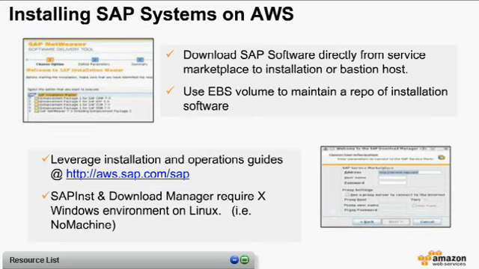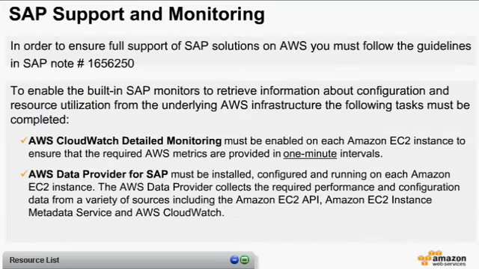Let's talk about specifics around SAP Support and Monitoring. So we offer the service called CloudWatch, which gives you lots of detailed metrics on CPU utilization, EBS performance, so storage performance. And we offer that in 1 minute and 5 minute increments. And SAP requires that customers running productive instances on AWS implement the 1 minute intervals.